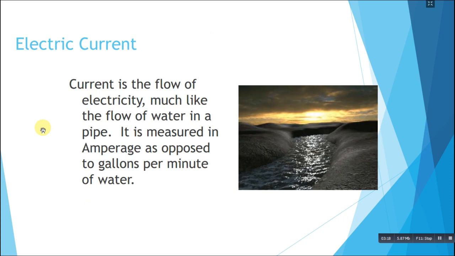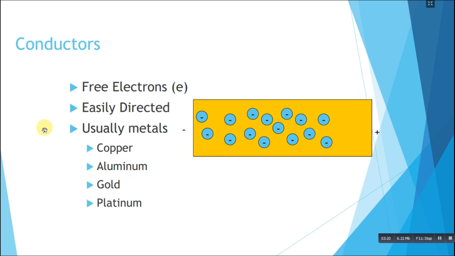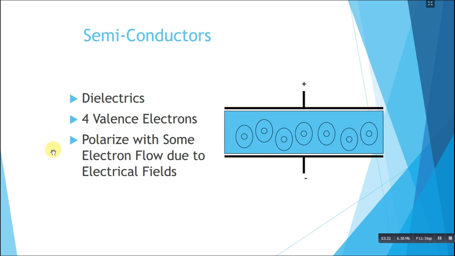Now we have three types of material categories. First of all, the conductors, which conduct free electrons easily. These are easily directed, and these are usually metals, which means copper, aluminium, gold, and platinum.